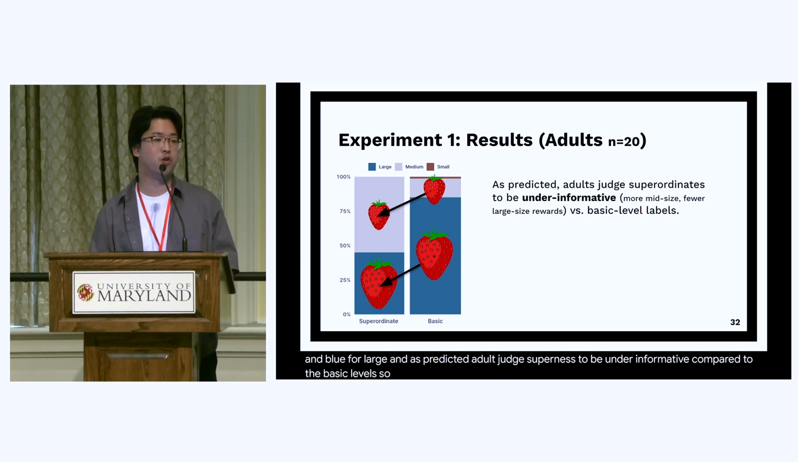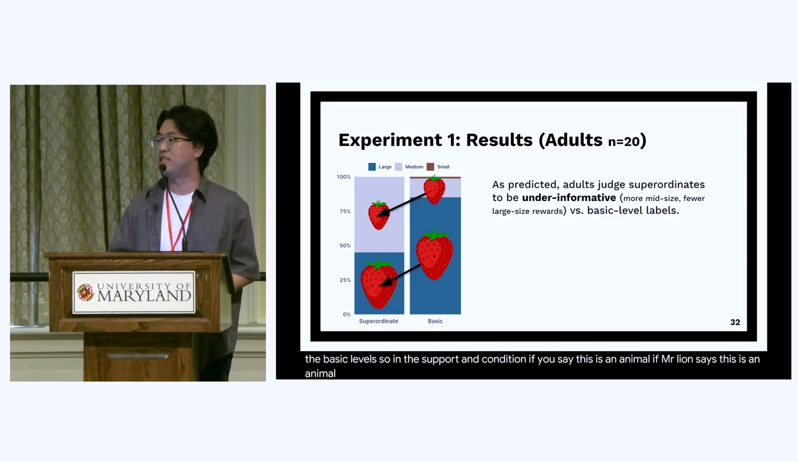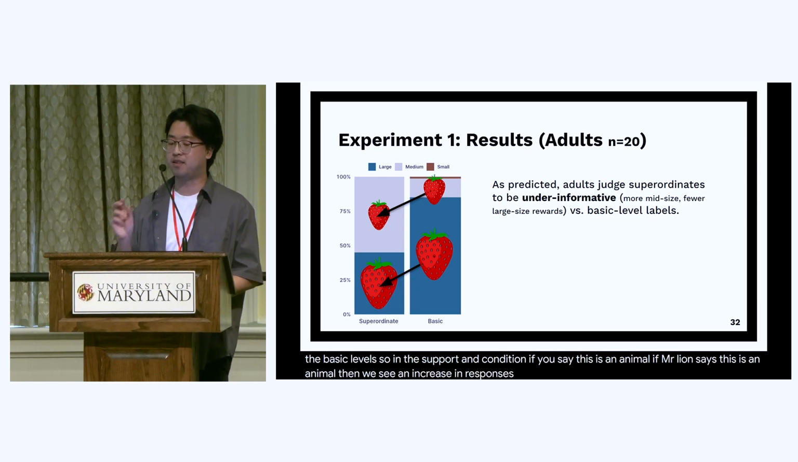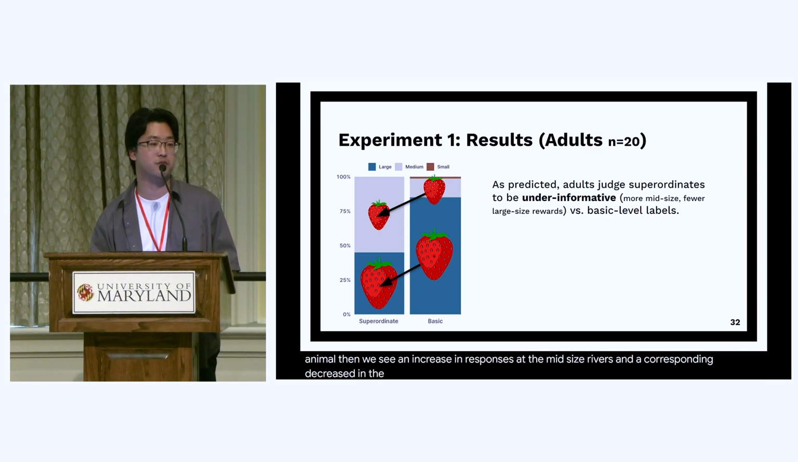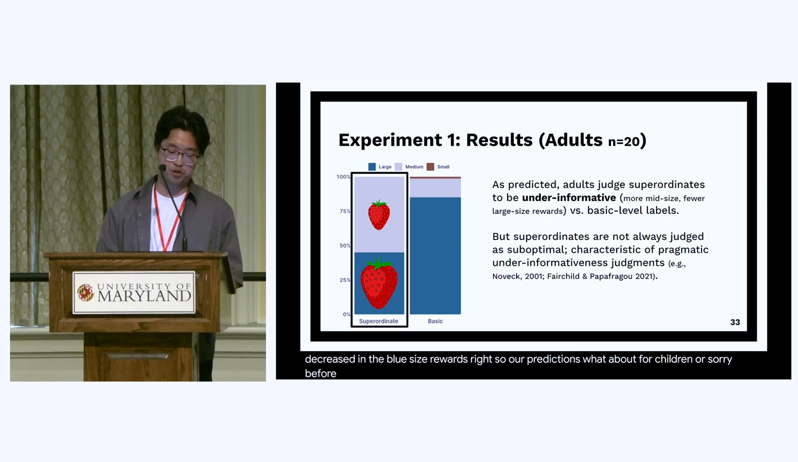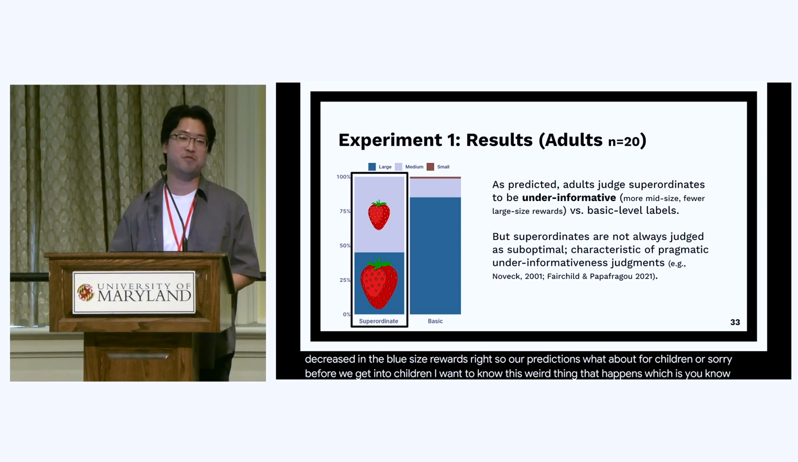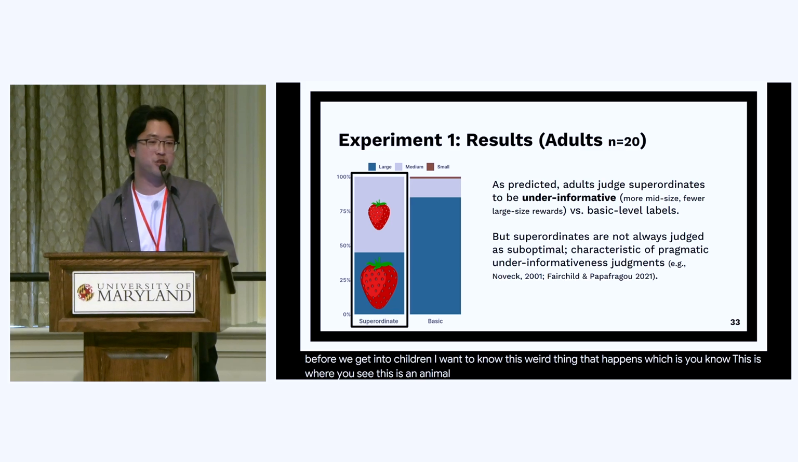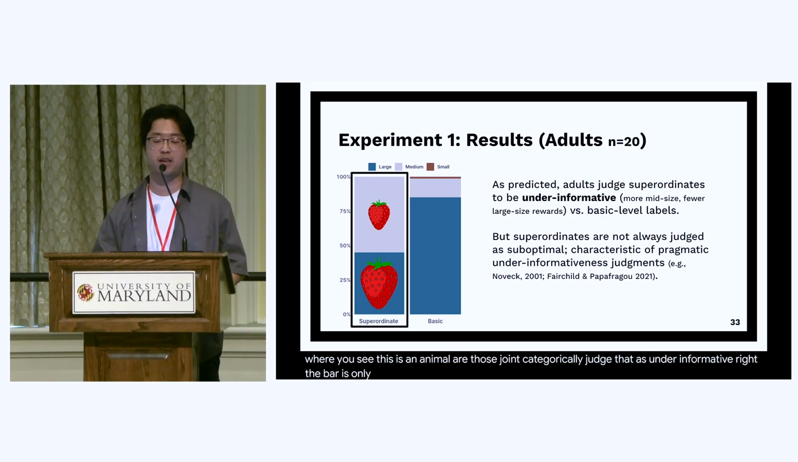So in the superordinate condition, if Mr. Lion says this is an animal, then we see an increase in responses at the mid-size rewards and a corresponding decrease in the blue-size rewards. Right, so our predictions are borne out for adults. What about for children? Or sorry, before we get into children, I want to note this weird thing that happens, which is, even if you have cases where you say this is an animal, adults don't categorically judge that as underinformative, right? The bar is only half gray.